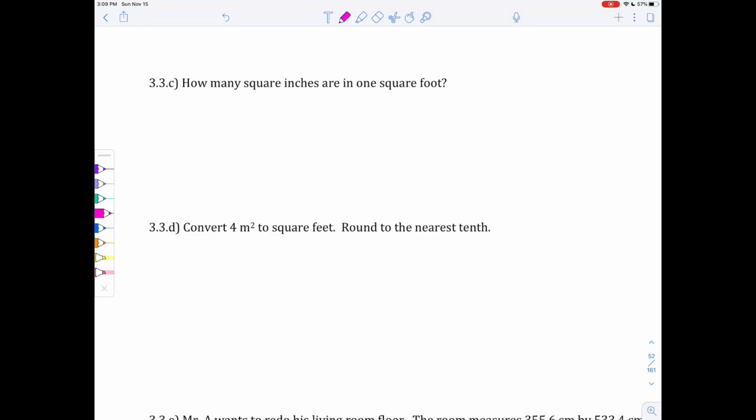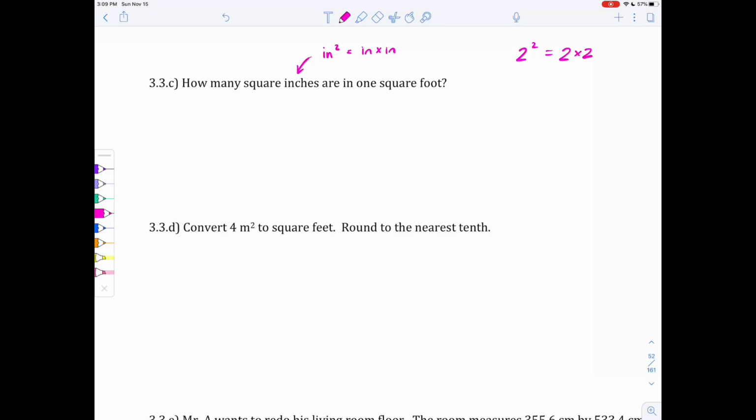In this next question, it asks us how many square inches are in 1 square foot? Is it 12? No. But something I want to talk about before we even start is that square inches are the same as inches squared. And just like 2 squared is equal to 2 times 2, inches squared is equal to inches times inches.